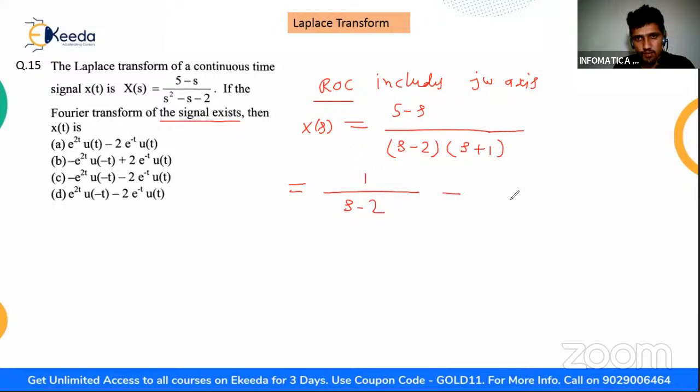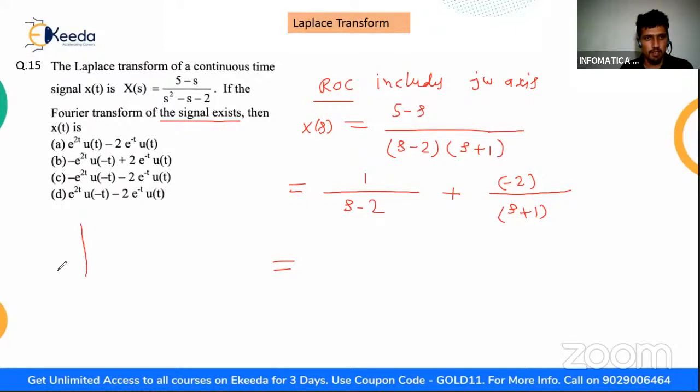And then for the other, we will just again calculate. This is basically s plus 1. So we put s equals -1 now. Then it will become -1 and 6, and this will become -3. So it will become -2. And we already have information about the ROC, that the Fourier transform exists. So the ROC must include the j omega axis.